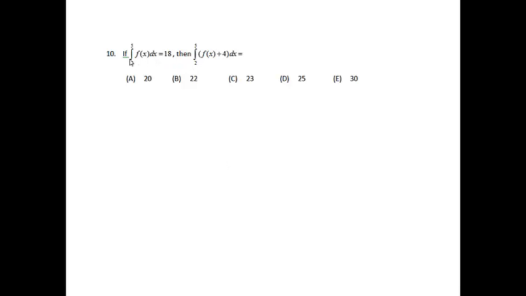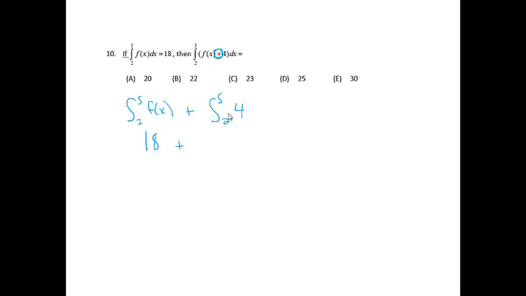Okay, problem 10. If the integral from 2 to 5 of f of x is equal to 18, then the integral from 2 to 5 of f of x plus 4 is equal to what? Same thing as we did in problem 9. There's a plus sign, so I'm going to go ahead and separate it into two integrals. So it's going to be the integral from 2 to 5 of f of x plus the integral from 2 to 5 of 4. This first one, they told me the answer for the integral from 2 to 5 is 18, so that one is just all set.